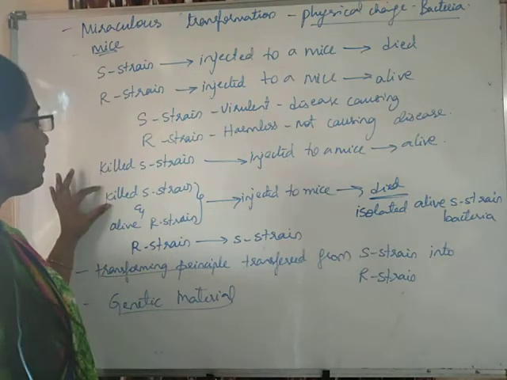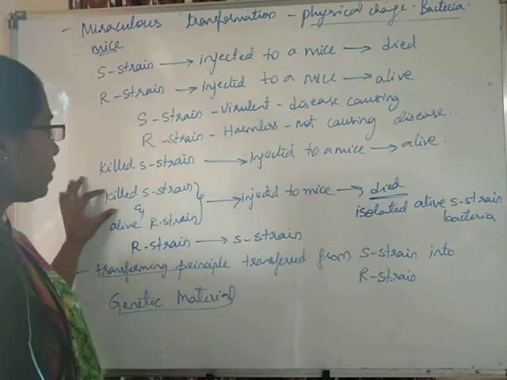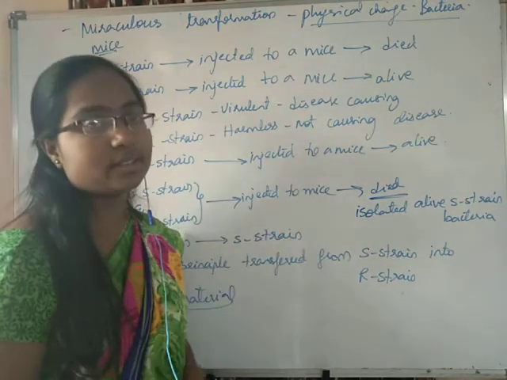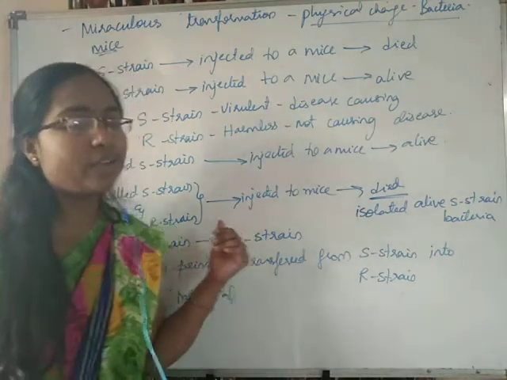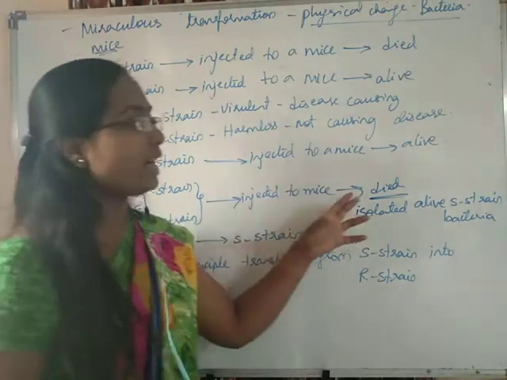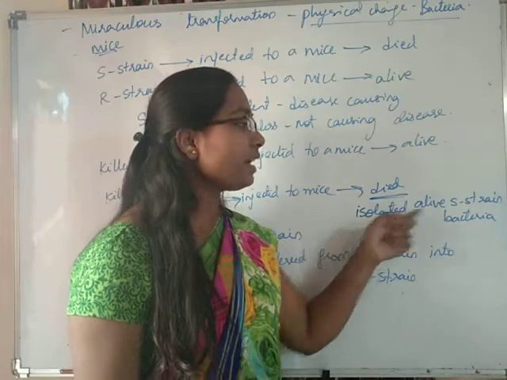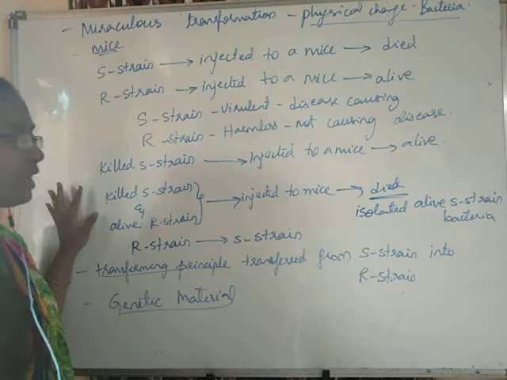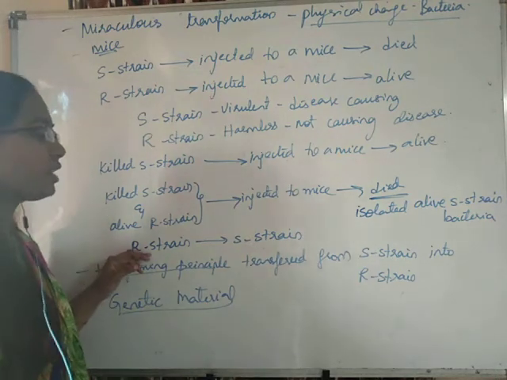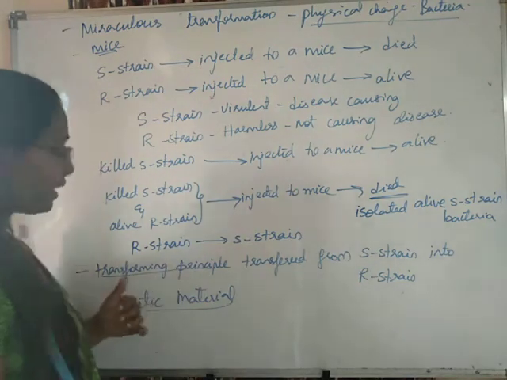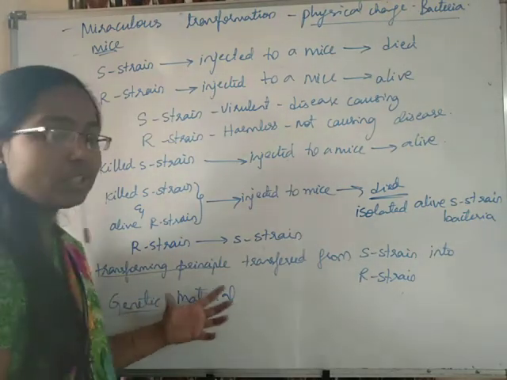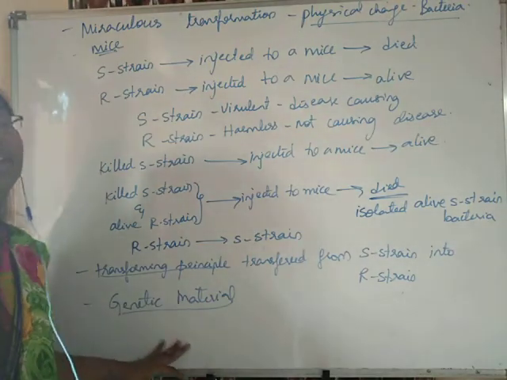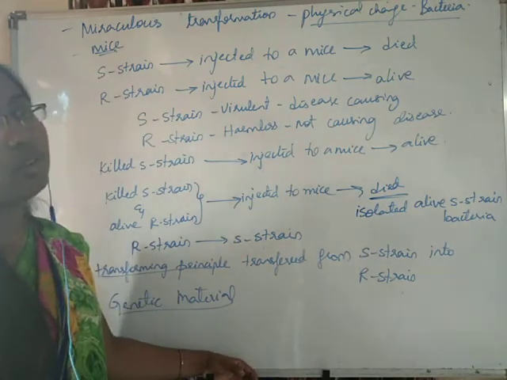Then he took a mixture of killed S strain and alive R strain, he mixed them together and injected into the mice. And now this mice, in spite of having killed S strain also, this mice died, and from this mice he could isolate alive S strain bacteria. So, he observed that R strain has transformed into S strain. So, he said that there is some transforming principle which is transferred from S strain into R strain. This is the genetic material, okay, which is transferred from S strain into R strain.